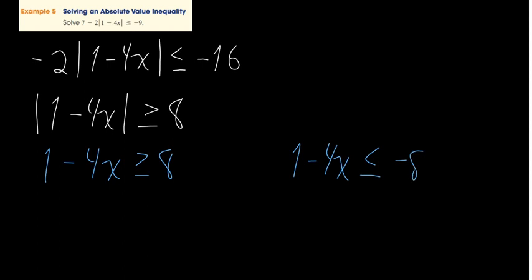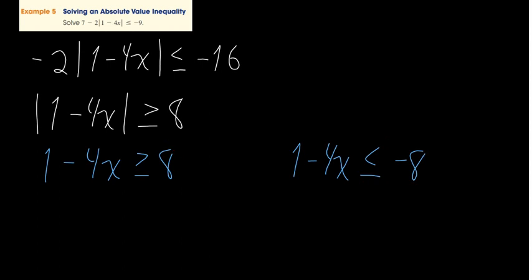From here, it's a greater than or equal to, so I'm going to set up two different equations. One equation is 1 minus 4x is greater than or equal to 8, just rewriting it and dropping the absolute value symbol. The next equation is 1 minus 4x is less than or equal to negative 8. All I do is flip the inequality and change the sign, from a greater than to a less than, and from a positive 8 to a negative 8. Then I solve from here.